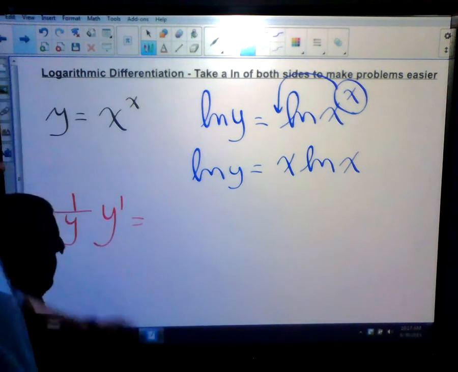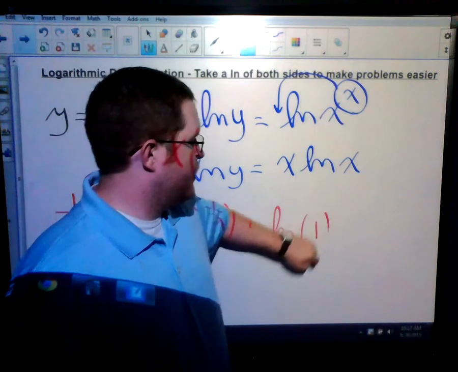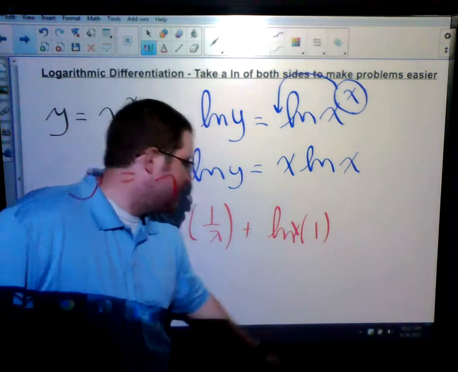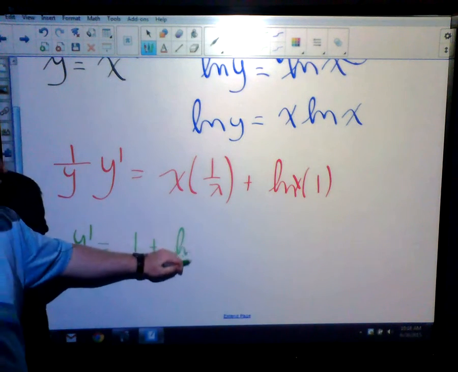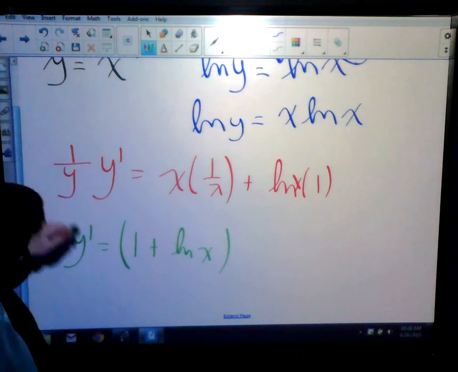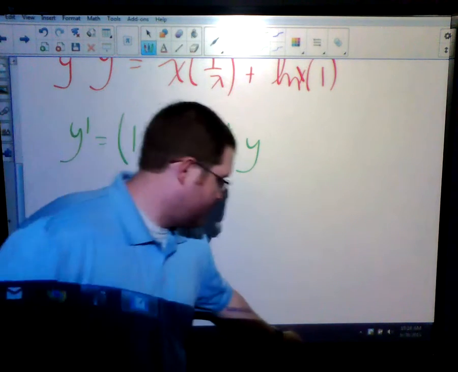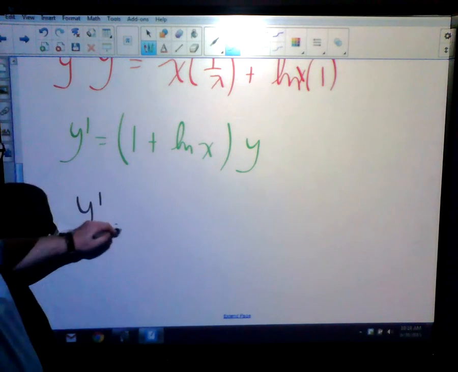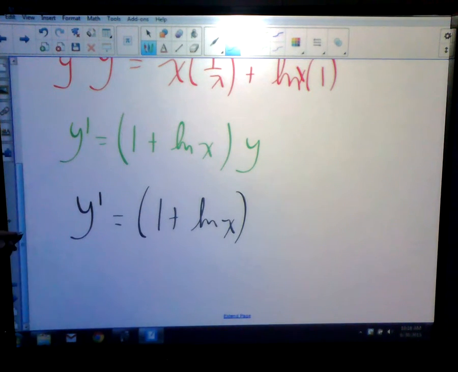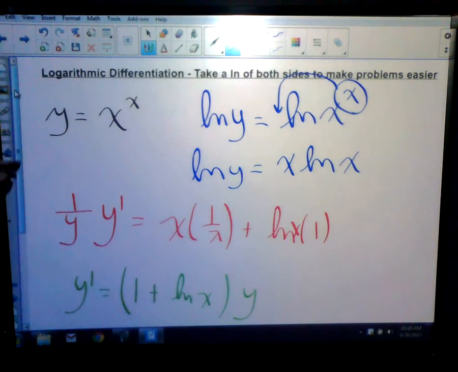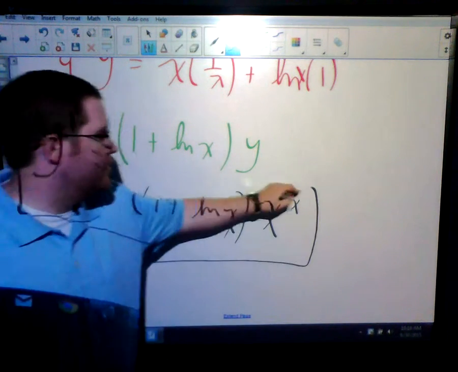Right side, we just did this problem. First, derivative second, plus second, derivative first. Cleaning this up, this is saying that y prime equals 1 plus the natural log of x, all times y. I can't leave this problem like this. I know that y prime is equal to 1 plus the natural log of x, times y. But what is y? It's x to the x. There you go. Logarithmic differentiation.